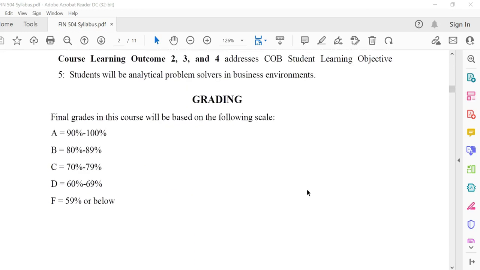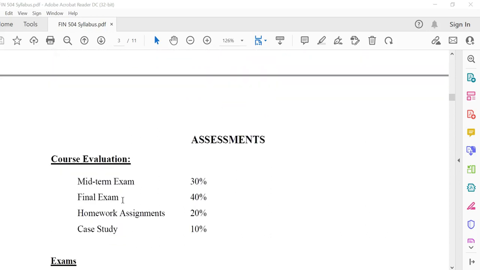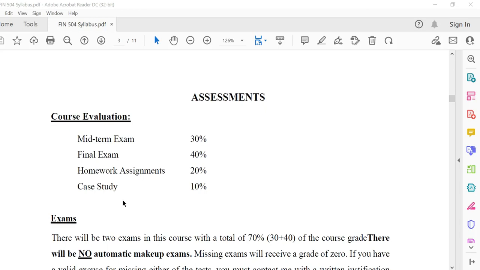As far as grading is concerned, the grading scale will be the traditional grading scale which you have been seeing in all different courses. So it's not different in any manner. It's going to be the same traditional grading scale. Then there would be one midterm exam, one final exam. The midterm exam would be 30% of the overall course grade. Final exam would be 40% of it. There would be 4 homework assignments, which will in total contribute towards 20% of your overall grade, and there would be one case study, which is 10% of your overall grade.